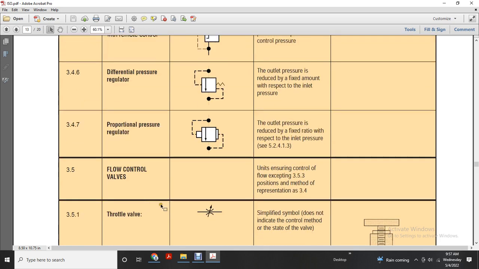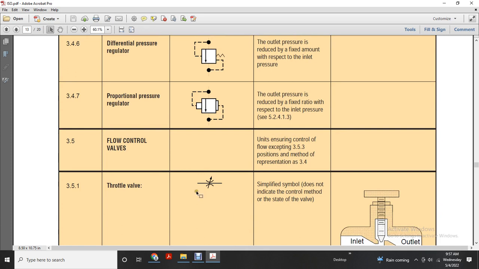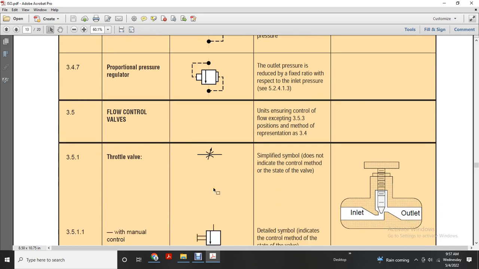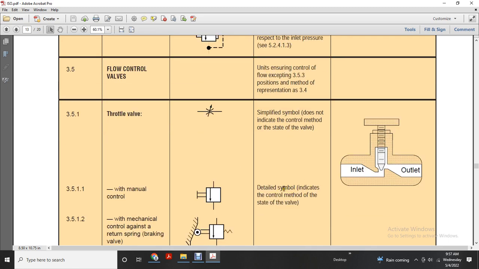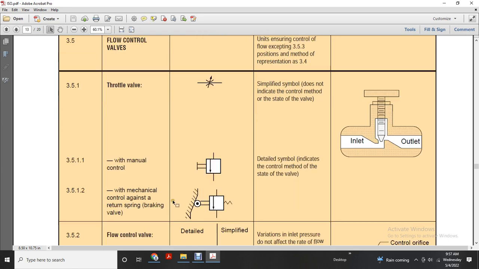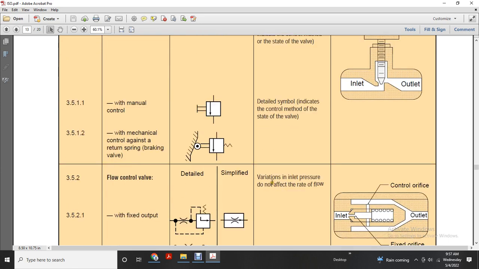Flow control valve: unit ensuring that the flow is as expected. Position method representation: throttle valve. Symbol simplified does not indicate the control method or the state of the valve. With the manual, the detailed symbol indicates the control method of the state of the valve. Mechanical control with return spring. Flow control valve, detailed symbol: variation in inlet pressure does not affect the rate of load.